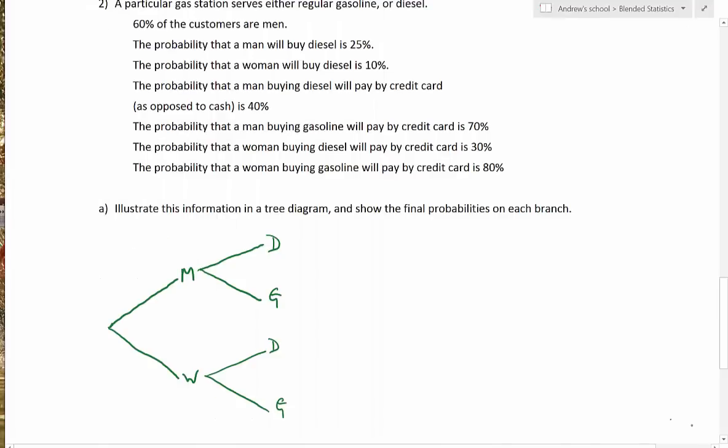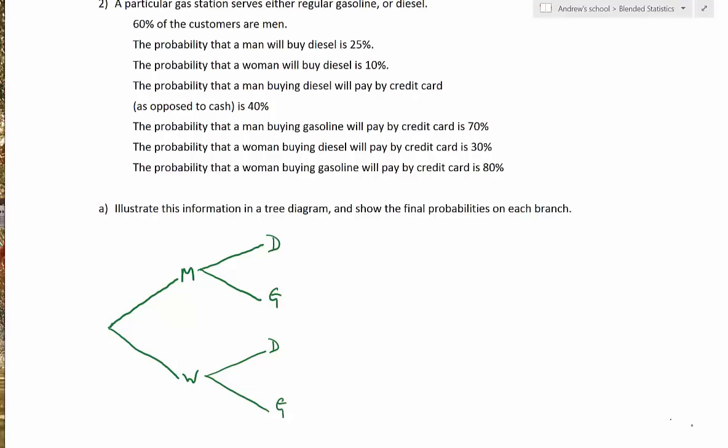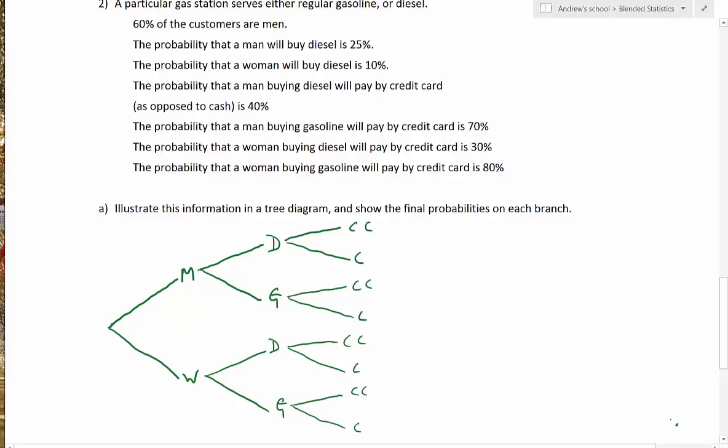What you should have realized is that the first decision is: is the customer a man or a woman? And then the information in the question tells us information about a man buying gasoline and a man buying diesel, and so on. You should have the first two branches like this, and then the last branch is credit card or cash. Okay, and now we can put the probabilities on.